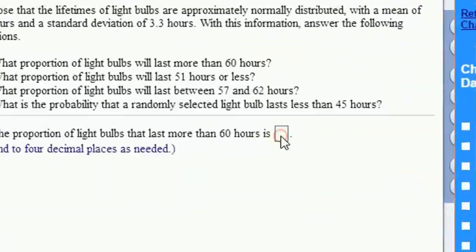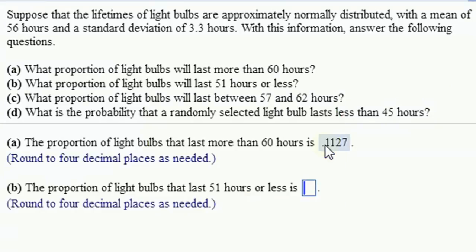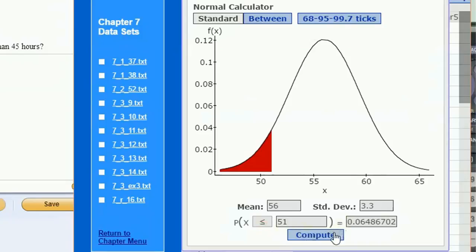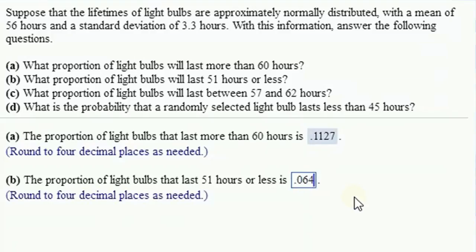This is 4 decimal places. That's 0.1127. What proportion of light bulbs last 51 hours or less? Change this value to 51, and we're looking at 51 or less, so we're going to less than or equal to. Compute. Oh, we've got it right there already. I only want 4 decimal places, so I'm going to just type it in. 0.0649, rounded up.